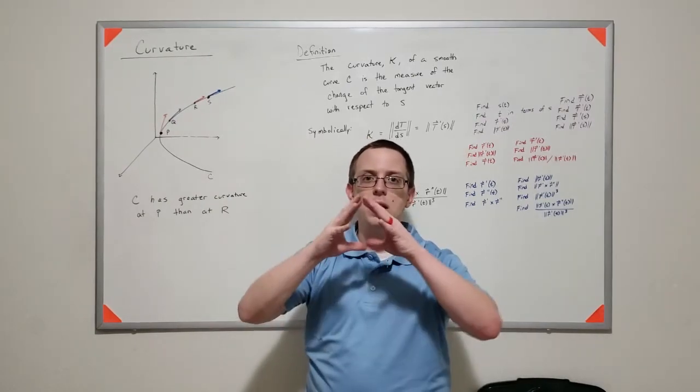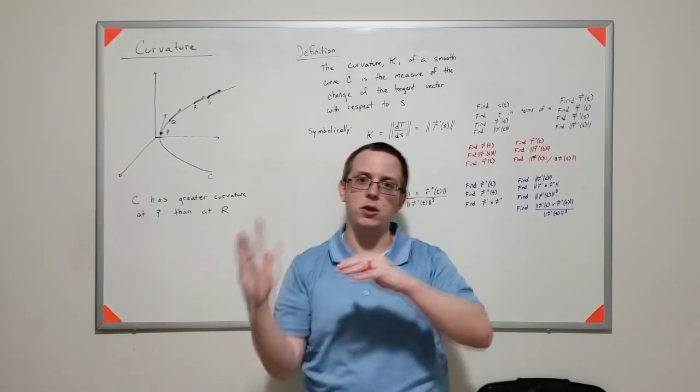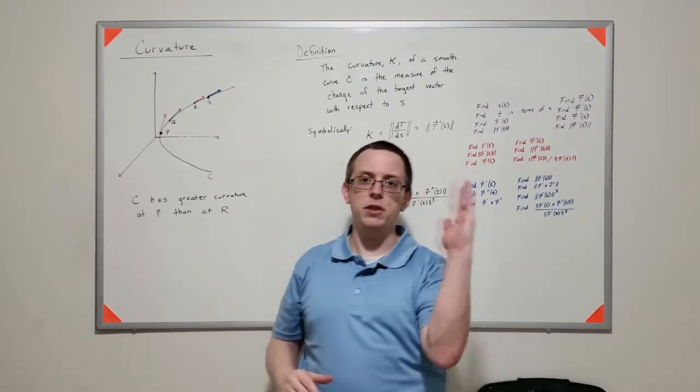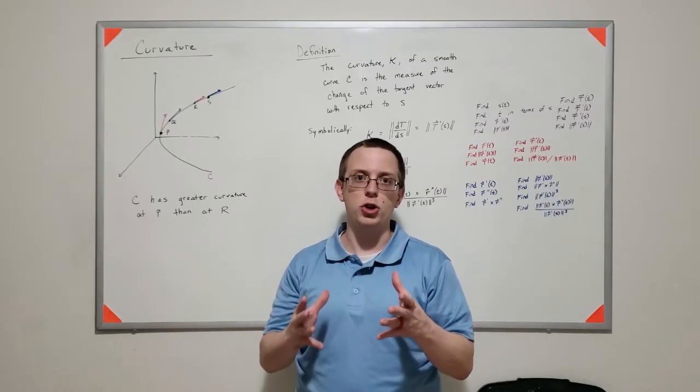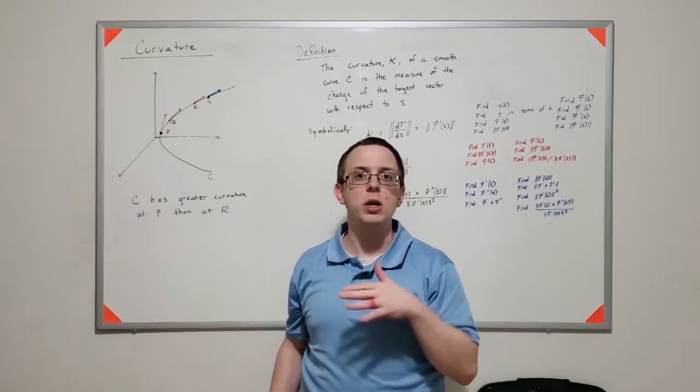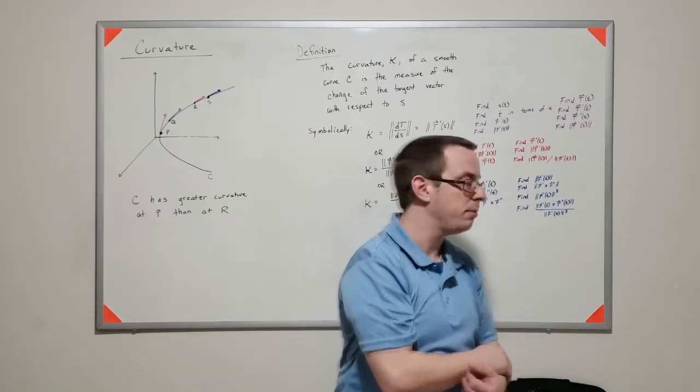And so we can describe the curvature as a function of how that tangent vector is sweeping through. If the tangent vector changes quickly, we know that we have large curvature. If it changes slowly, we have no curvature because you're just continuing along the same path.